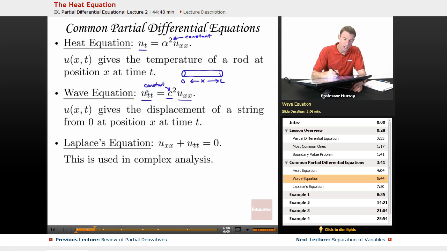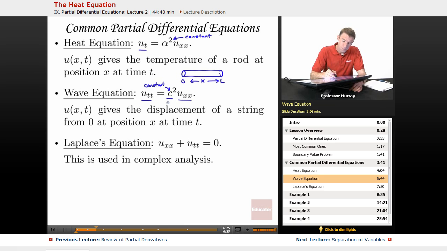I forgot to mention back when we were talking about the heat equation that alpha squared is a constant of thermal diffusivity, which means it's a constant that depends on the material in the rod. If the material in the rod conducts heat very easily, then you have a higher value for alpha squared. If the material conducts heat poorly, then you have a lower value for alpha squared.